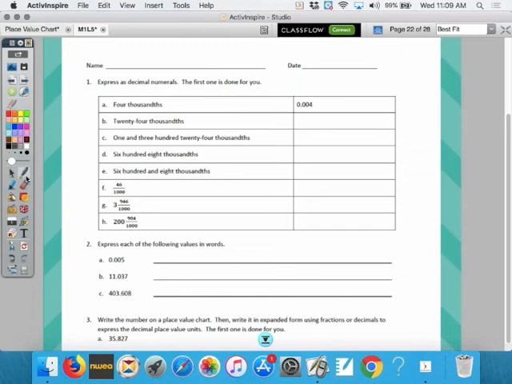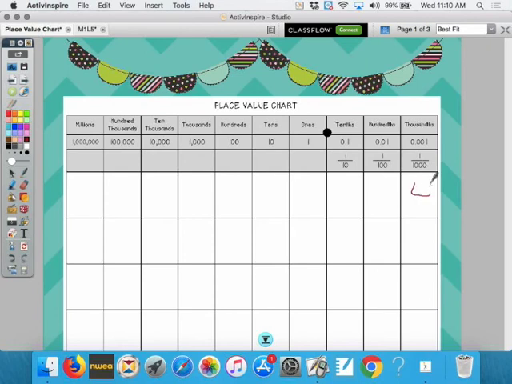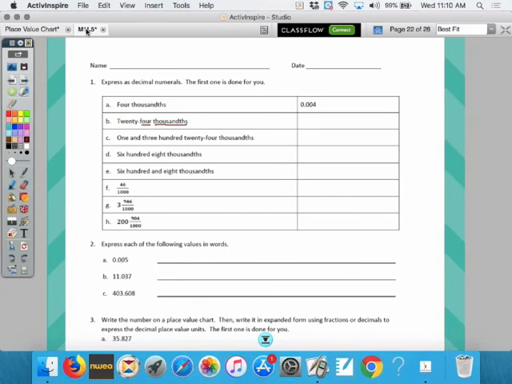So don't let the words keep you from trying to figure it out. Express as decimal numerals, the first one is done for you. So is this standard form, boys and girls? Yeah. And we're converting from word form and from fractions and mixed numbers to standard form. Sometimes we call it decimal form, okay? So read this one. 24 thousandths. What's the last digit I write? 4. And what place value is it in? Okay, on your place value chart, put a 4 in the thousandths place. Then make it 24. What do I need to fill in with? 0. You agree? 24 thousandths? Okay, that's what we're doing.